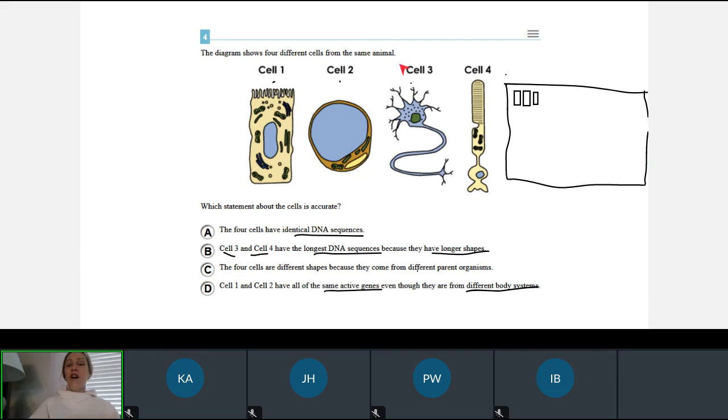DNA. If they're all from the same animal, then they all have identical DNA, even if the shape of the cell looks different. Because some of those light switches are on, some are off, so that cell can be designed for its specific function. Do we feel better about that?